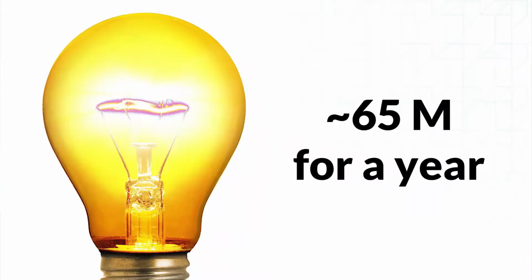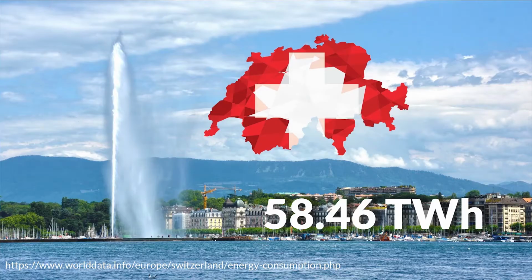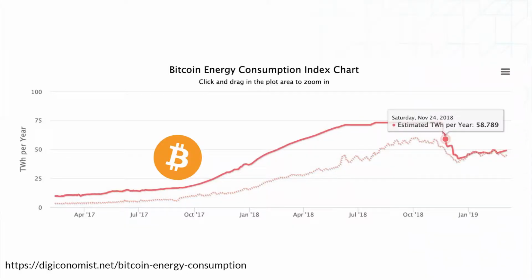Thank you. So, 60 terawatt hours. Can you imagine how much electricity that is? I'll give you a hint. It could power 65 million 100-watt light bulbs to produce light for an entire year around the clock. Or a less abstract example: this is also the real yearly power consumption of an entire country, Switzerland. I guess that's a lot. And this is also the estimated power consumption of the Bitcoin blockchain, depending on the activity on the network, of course.